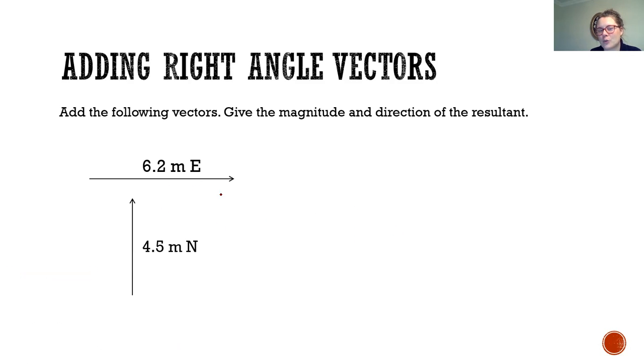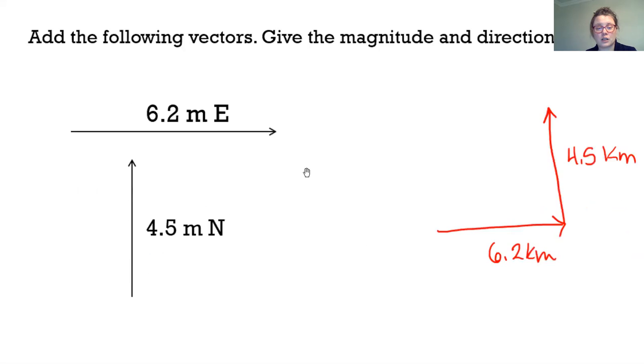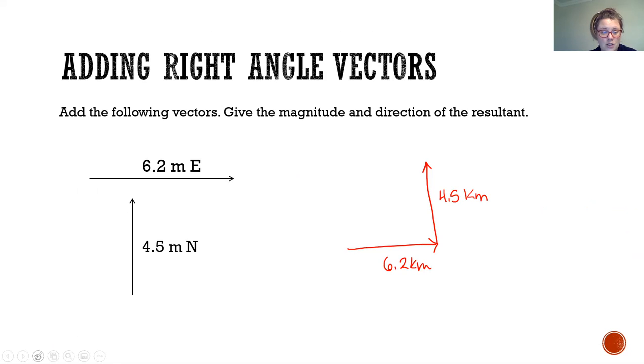Tip to tail, let's start with 6.2. All right, here's our 6.2. Then north, 4.5. You could draw the north first and then the east, it wouldn't matter. The resultant, I'm not very good at drawing to scale here. Oh, learning exciting things here. It's not what I wanted to do, but interesting.